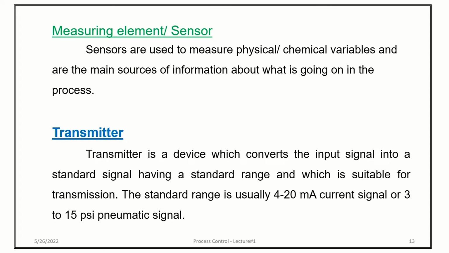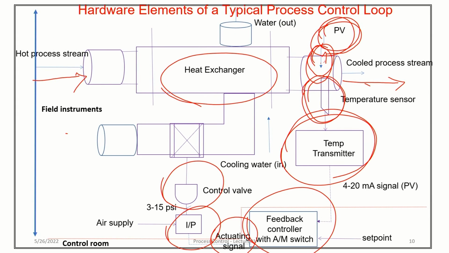As far as this example is concerned, the sensor can be your RTD or it may be a thermistor or it may be a thermocouple, because we are trying to control the temperature of the hard process steam. Okay, then the next important element is the temperature transmitter. I will tell you some information regarding this temperature transmitter.